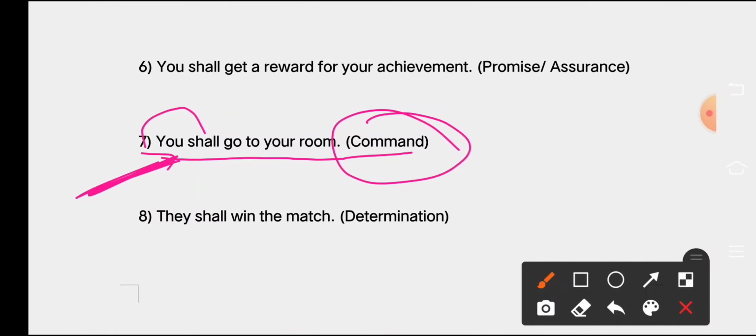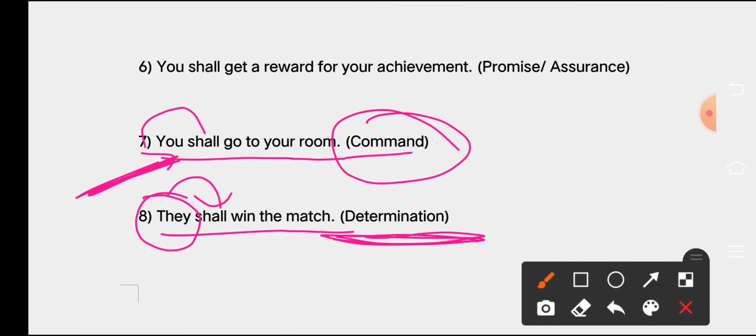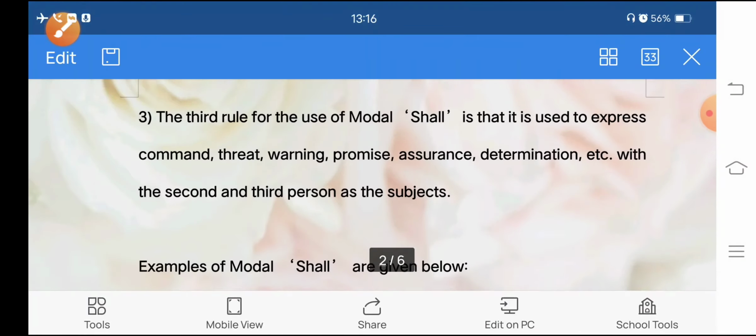Right? So "you" is second person in both forms, singular and plural. "They shall win the match." Here the third person is there, and we are using shall once again to show determination. So these are the three rules we discussed for shall. Let's have a quick reading once again of all three rules.